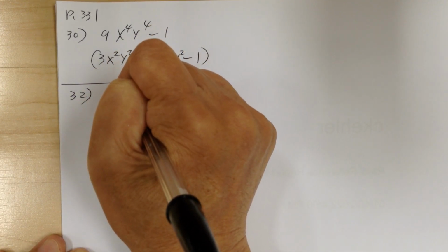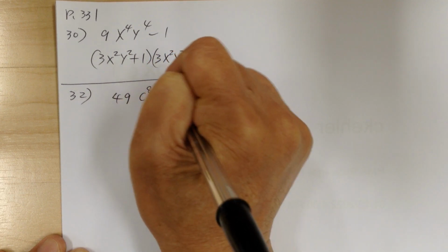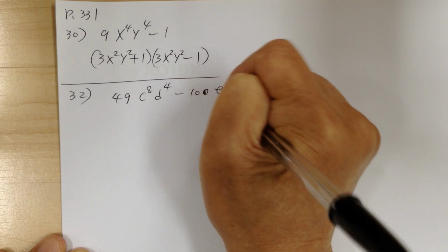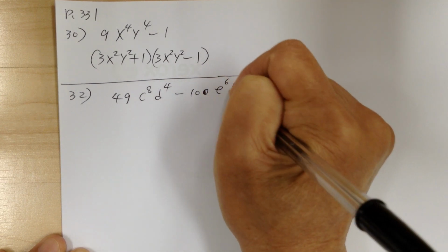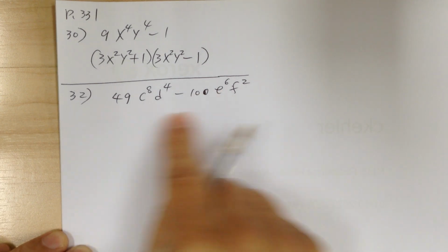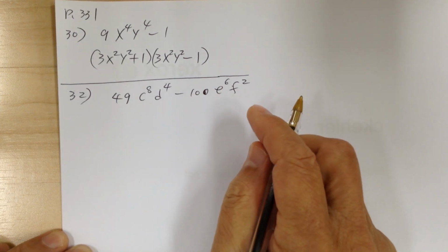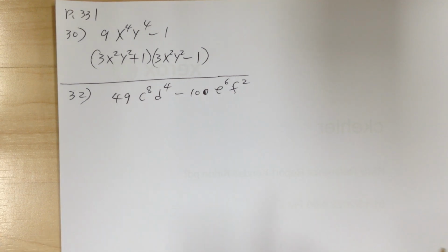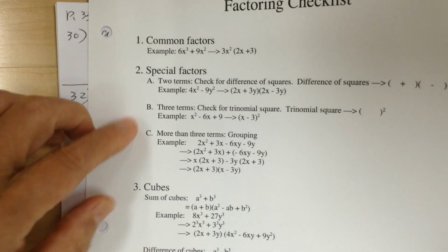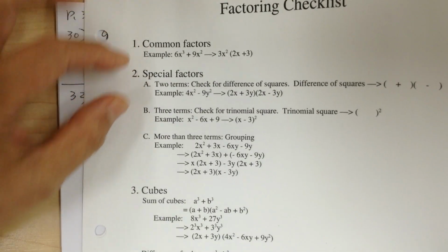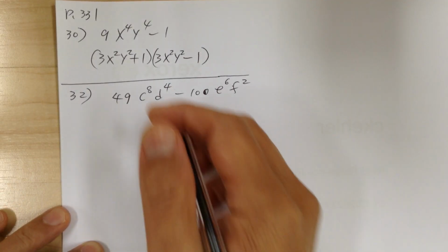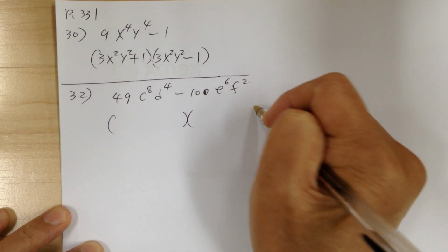Okay, 32. You have 49 c to the 8, d to the 4 minus 100 e to the 6 f squared. So step 1, common factor, they don't have anything in common. So step 2a, so you can go through your checklist. Okay? So every problem, make sure you go through step 1, then you go to step 2 and go down the list. So far we only cover these, right? So again, check for the difference of squares. So again, everything is all perfect square, so get 2 sets of parentheses.